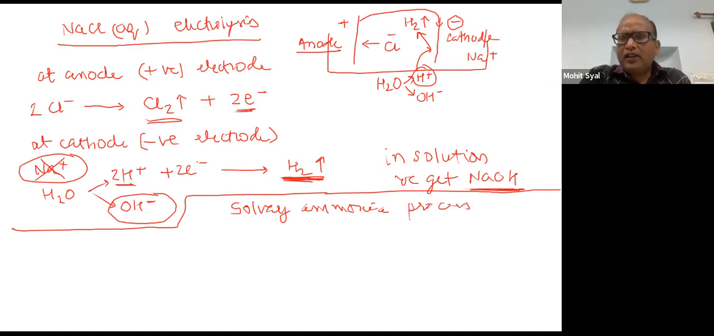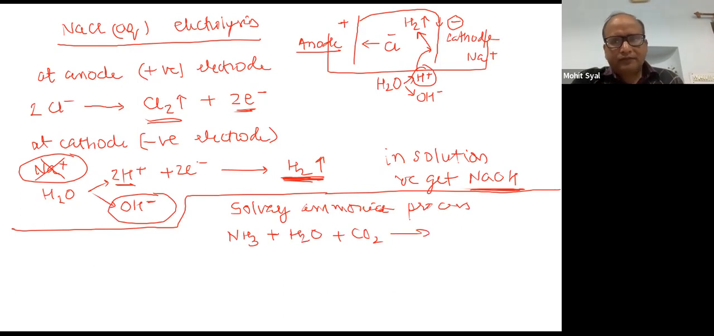Okay, Solvay ammonia process. What you do is you take ammonia, NH3, which is a gas, you put it in water, and you put carbon dioxide, which is also a gas. We know that carbon dioxide, when you put it in water, forms carbonic acid, right? Soda water and cold drinks have carbonic acid. That is actually H2CO3, so that is an acid.